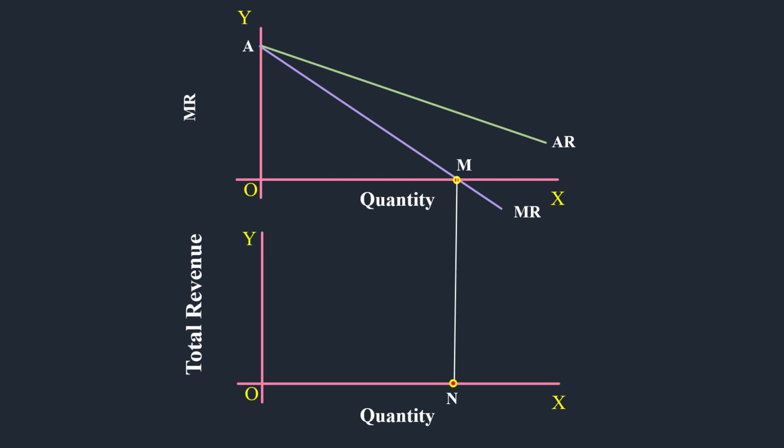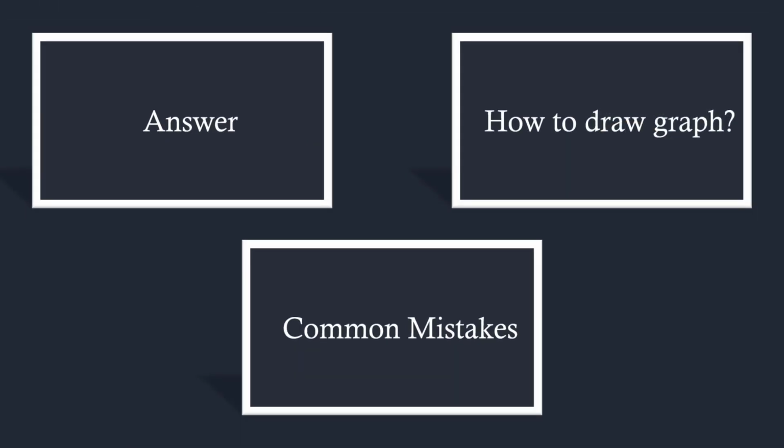Draw a vertical line from the point M to N on the x-axis. Draw the total revenue curve in such a way that the maximum point T of the total revenue curve cuts the vertical line drawn from point M, exactly and directly below the point M. Label it as total revenue. We have completed the graph.